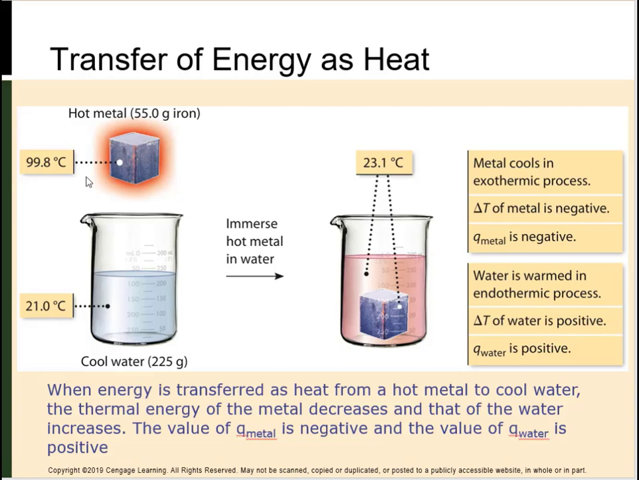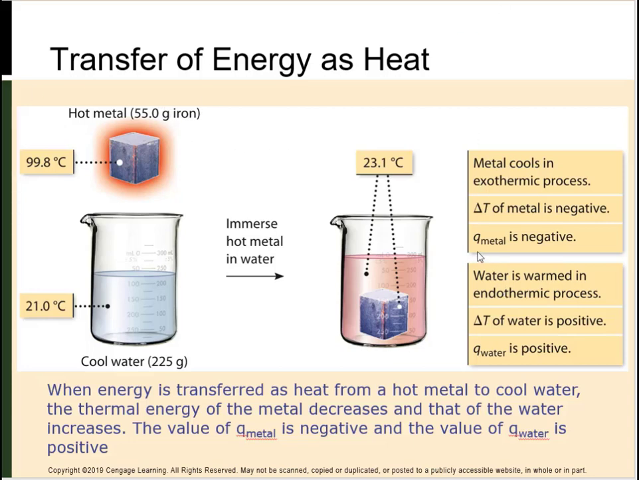I have hot metal at 99.8 degrees. I have water that's at 21 degrees. When we put the metal into the water, it tells us that the final temperature of the water and the metal are both 23.1 degrees Celsius. We're also going to assume that energy is transferred only as heat within the system. All right, so the energy transferred as heat from the metal to the water.